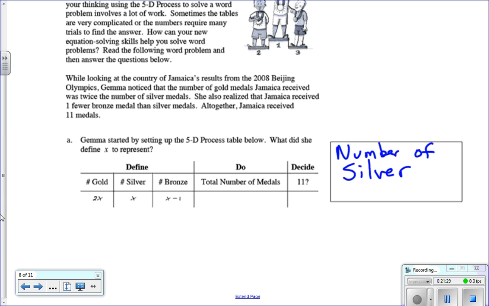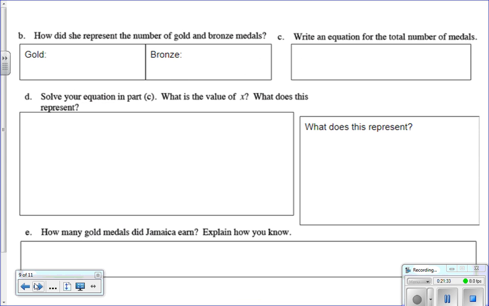Then it goes on to ask us, so we still need to use our table. It goes on to ask us about gold and bronze. So in part B, it says, how did she represent the number of gold and bronze medals? Okay, so how did she represent the number of gold medals? Vincent. She did 2 times silver medals. So what was her expression in her table, though? So her expression was 2x.